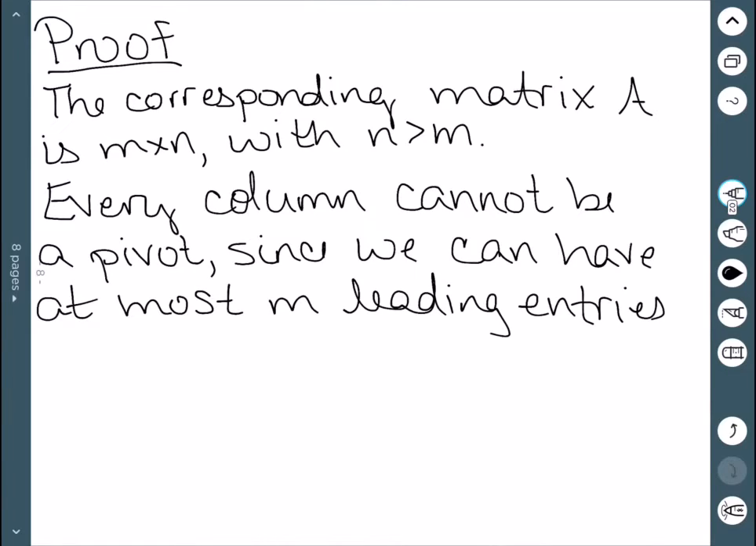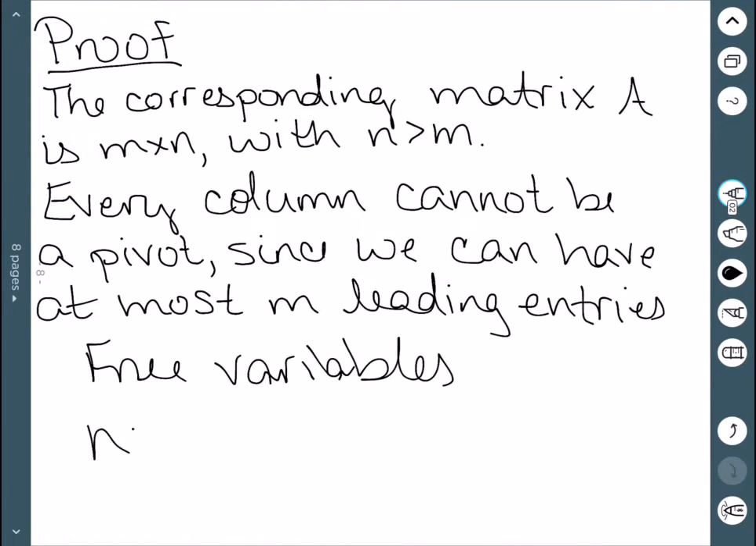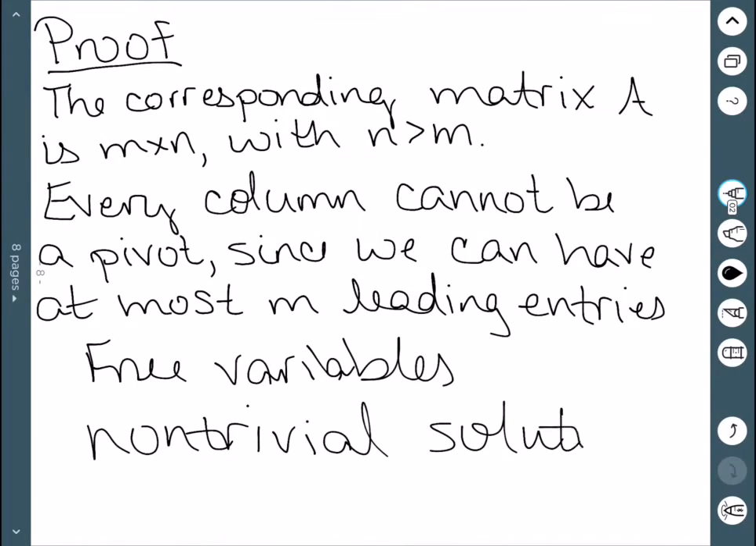Therefore, not every column can be a pivot, and those that aren't will correspond to our free variables, which means we have infinite solutions, so we have non-trivial solutions. And non-trivial solutions means we are linearly dependent. So therefore, if I have more vectors than entries, we will be dependent.